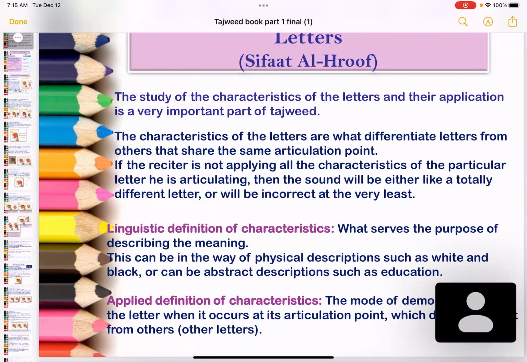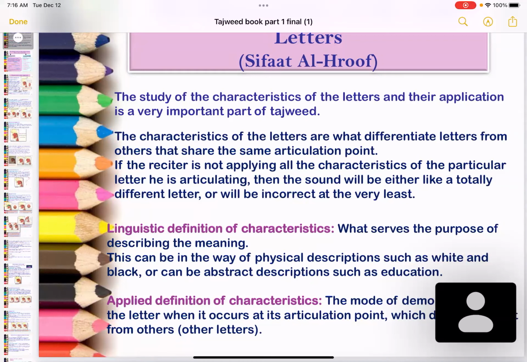Like in the letters, sisters, I'll give you an example: the letter ta and ta, right? Ta and ta have the same articulation point. Now you know, alhamdulillah, you've done the makhraj of the letters ta and ta. You know that they have the same makhraj, right? But how are they different? One is thick, one is light, right?